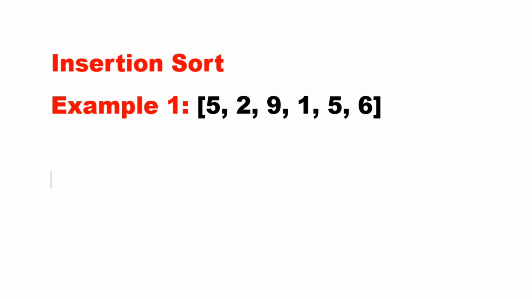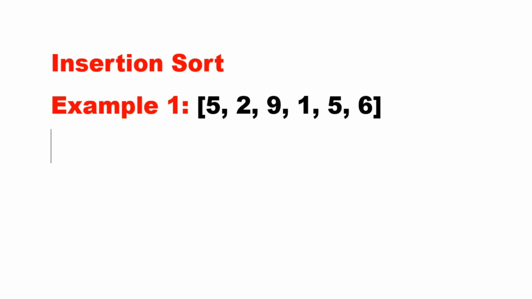First, start with the first element. The first element is 5. It is considered sorted since it is the only element in that part of the array. The sorted part is 5. The unsorted part is 2, 9, 1, 5, 6.